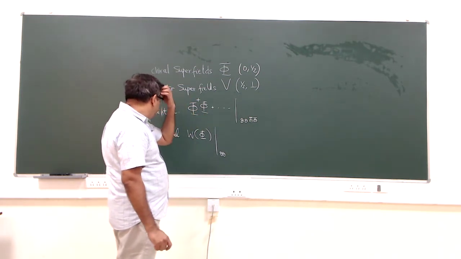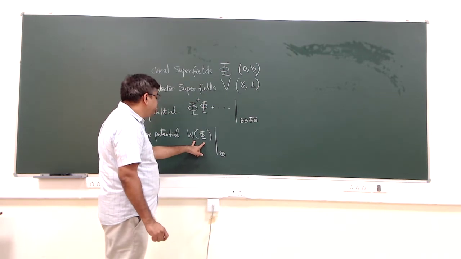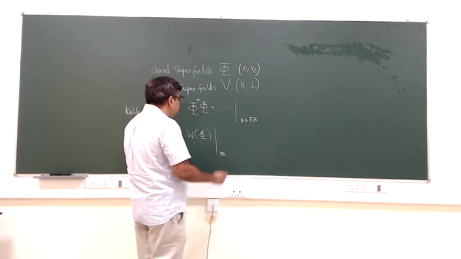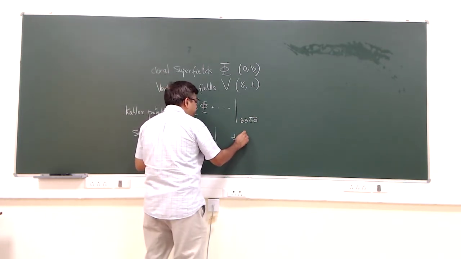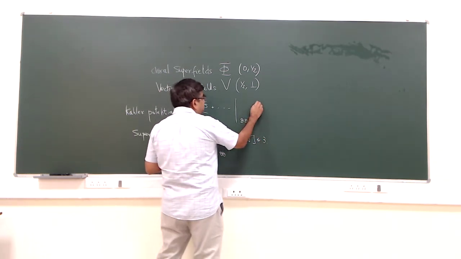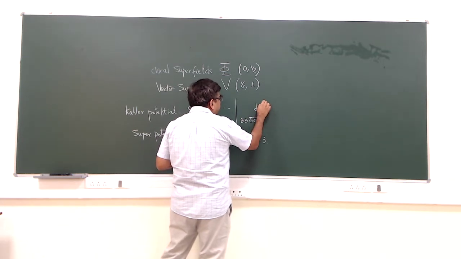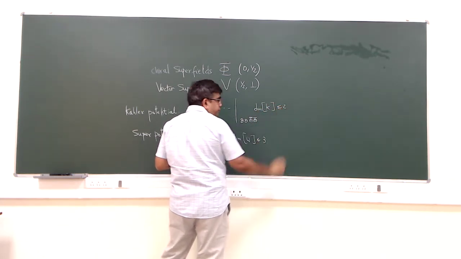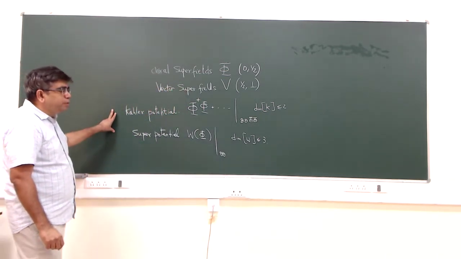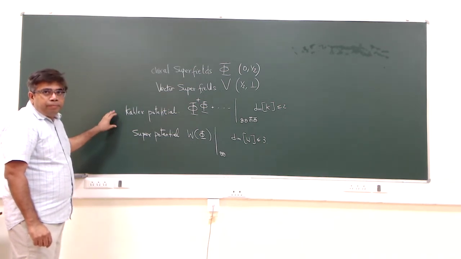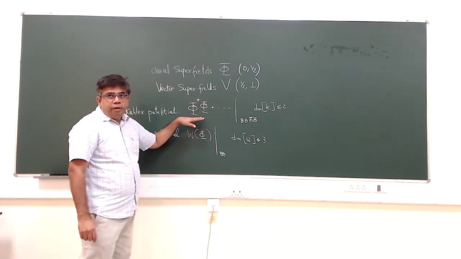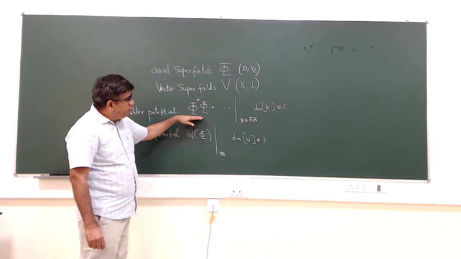So, in order of the interactions, the dimension of W is less than or equal to 3. And the dimension of K is less than or equal to 2. So this is what supersymmetry imposes, which we are seeing. Okay? This is the only term allowed in the Kähler potential. And we will see now gauge interactions.